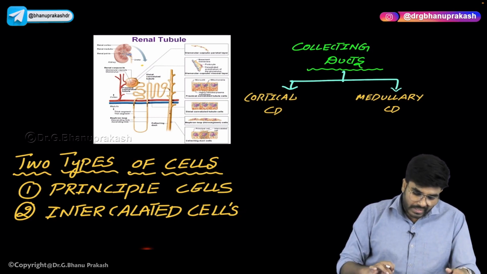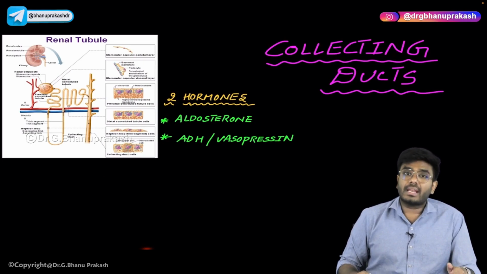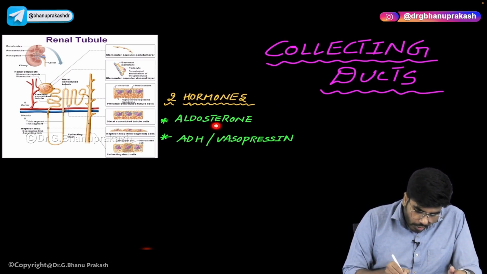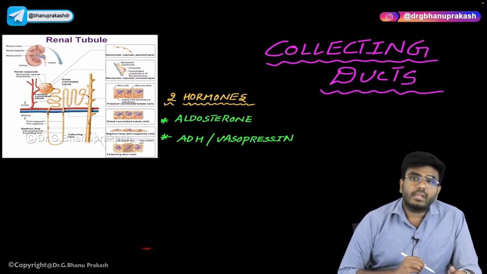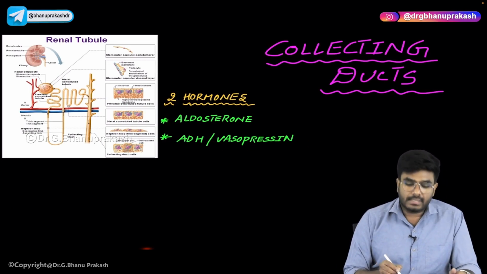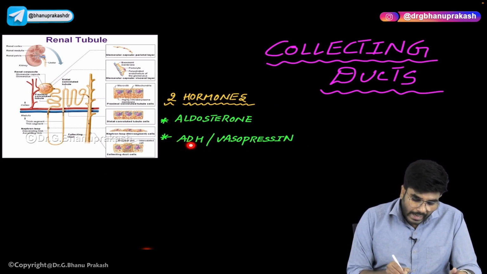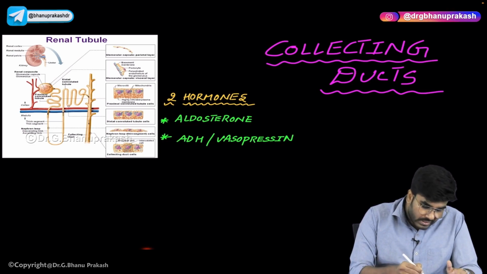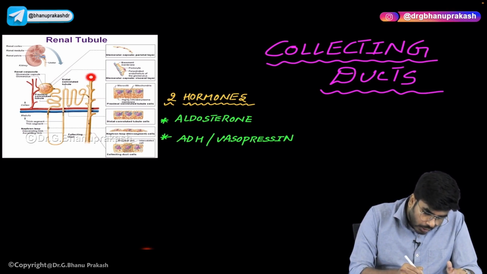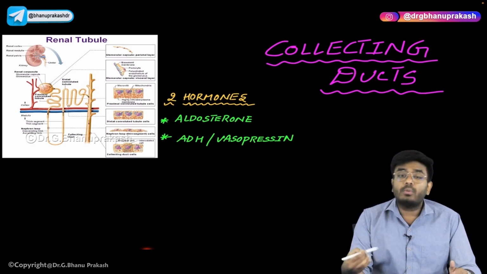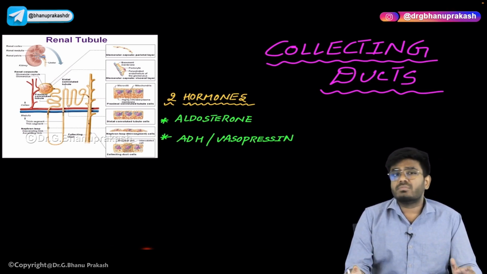Okay. Now let's see what are the hormones which act on the collecting ducts. Aldosterone and antidiuretic hormone, which is also known as vasopressin. Both these hormones act on the collecting duct. How they act, why they act, and what their functions are, we will discuss later.